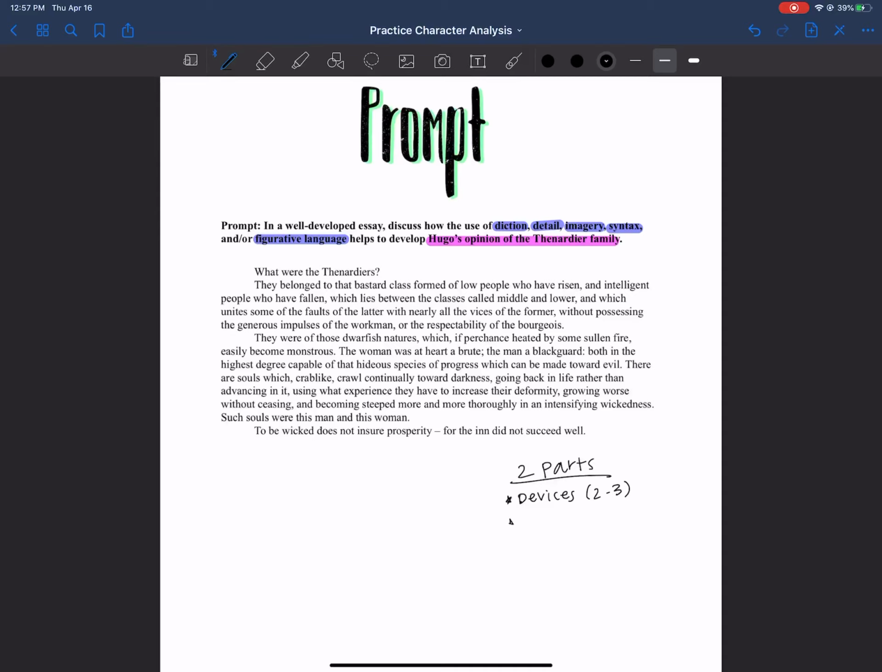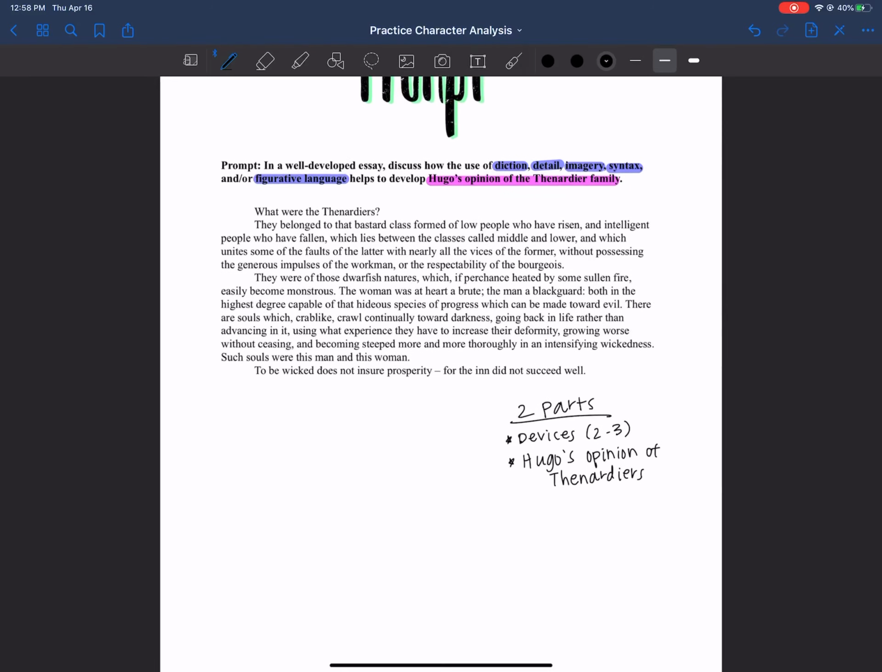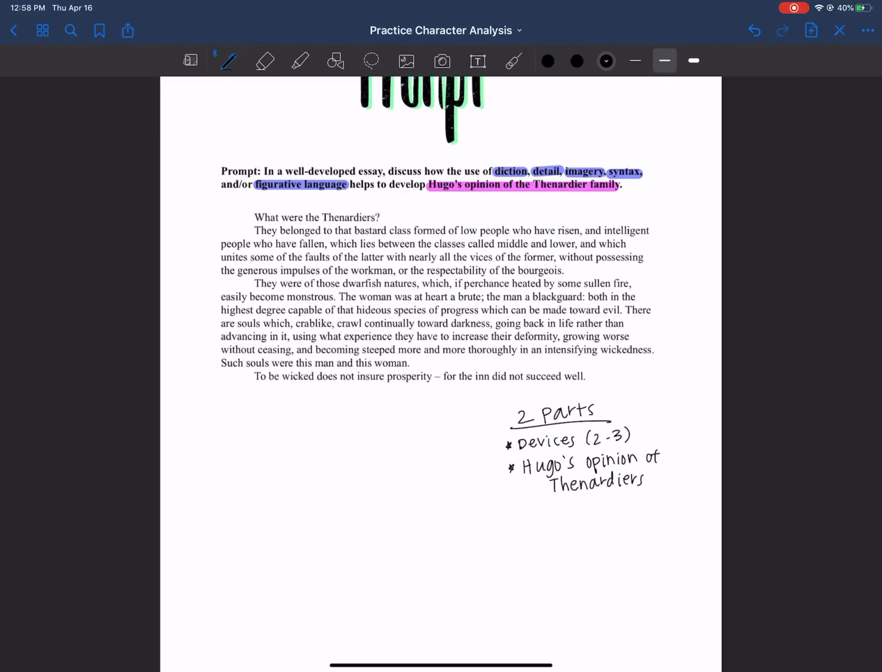The second part we said was, how does Hugo feel about the Thénardiers? So Hugo's opinion of Thénardiers. Your prompt for your process paper is focusing on a character and how that character is developed through the author's devices or author style throughout the novel. So I do think this is very similar, because in this paper that we are going to practice with, I'm still going to have to discuss who the Thénardiers are, how they are characterized. Okay, so now we know what we are going to be discussing.